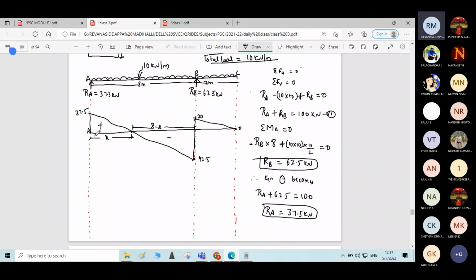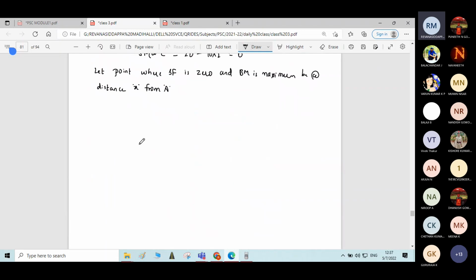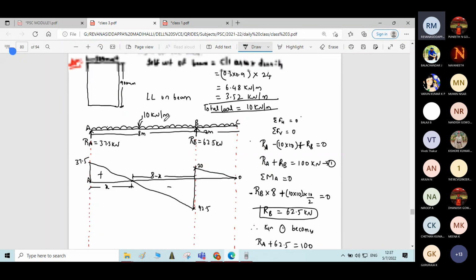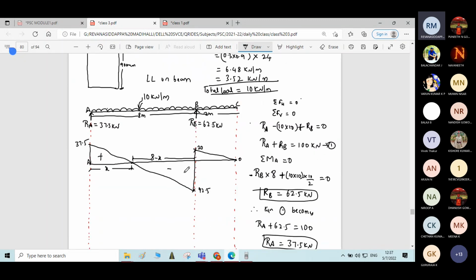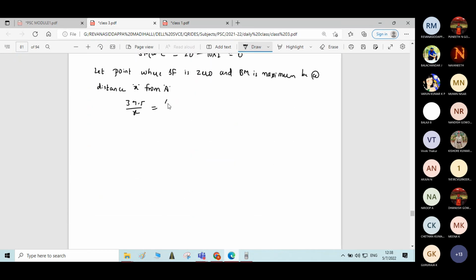Now apply the similarity rule between both the triangles. Here the height of this first triangle is 37.5 divided by base width x. Take the ratio 37.5 divided by x is equal to, for the right triangle below the reference axis, height 42.5 divided by base width 8 minus x.